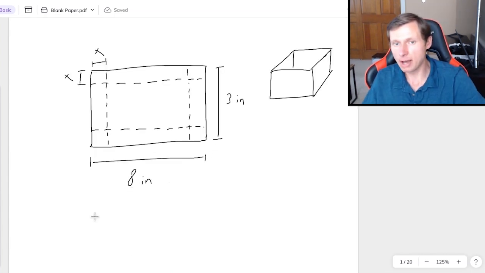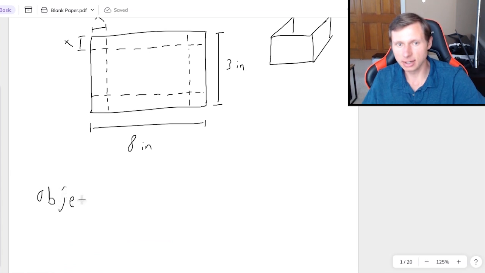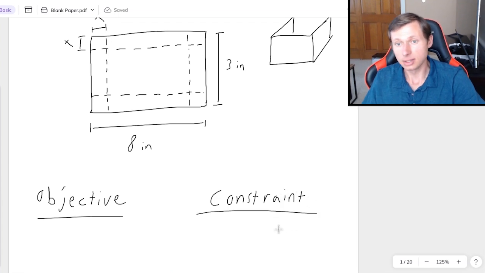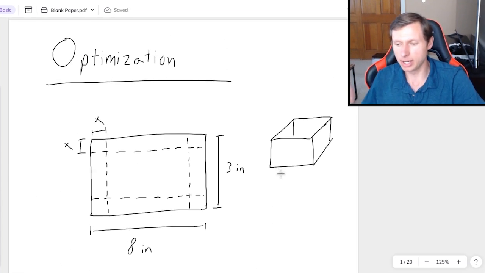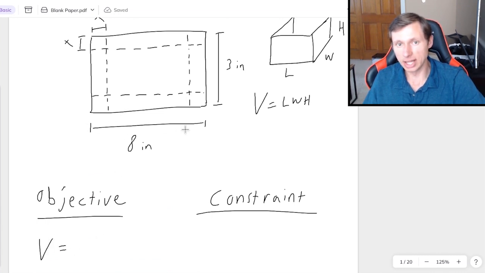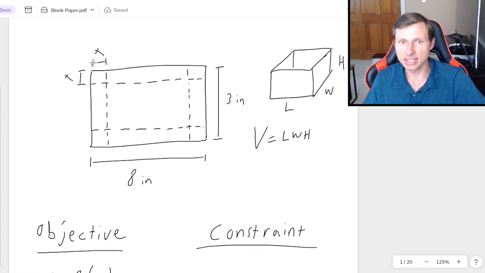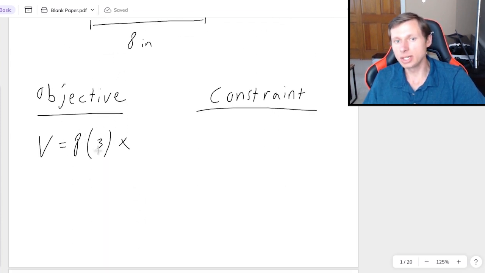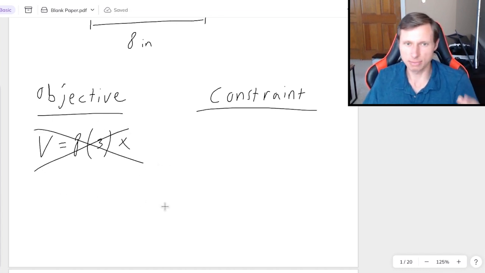So normally when I solve optimization problems, I'm trying to find an objective and a constraint equation, because that's what we always do, right? Now the objective is the thing I'm trying to maximize or minimize. In this case, I'm trying to maximize volume, being length times width times height of my box. Here's length, here's width, here's height. And so that means volume, objective, equals length 8 times width 3 times height, which is the X. That's how much I'm folding in. And this is what 98% of students say, and 98% of students are wrong. And that's what makes this question especially difficult.